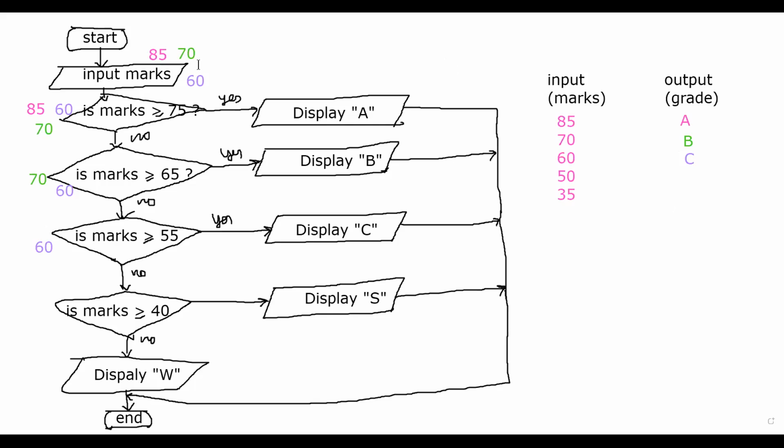Let me put 50. So I will start here with 50. Marks 50. You check whether 50 is greater than 75. No. Then you come here. You check whether 50 is greater than 65. No. Then you come here. You are checking whether 50 is greater than or equal to 55. No. Then you put here 50. Is it greater than 40? It's yes. So this should be yes, right? I couldn't draw it. This should be yes. Then it displays. So you will have yes.